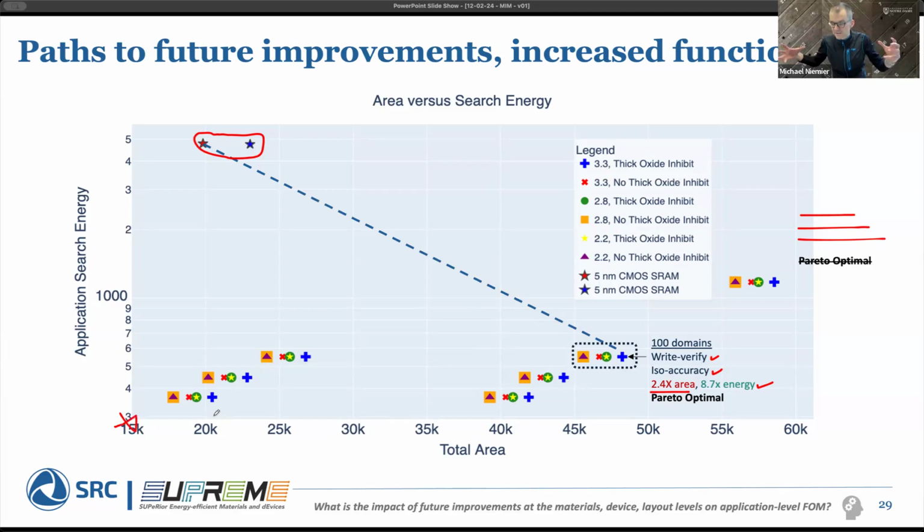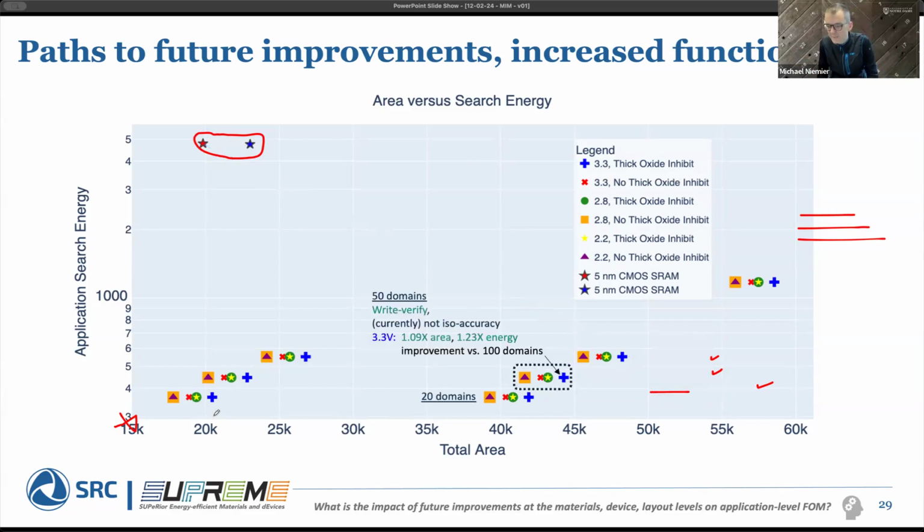Would it be better to use write verify and scale the devices more? Or would it be better to reduce the device stochasticity so you wouldn't have to use a write verify solution? And I'll just highlight a couple of data points here. If we were to scale the device to, let's say, 50 or 20 domains, assuming that we could get to iso-accuracy with that solution, the energy and area savings are actually not really all that substantial.